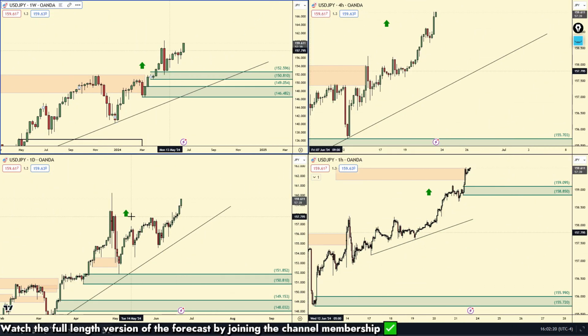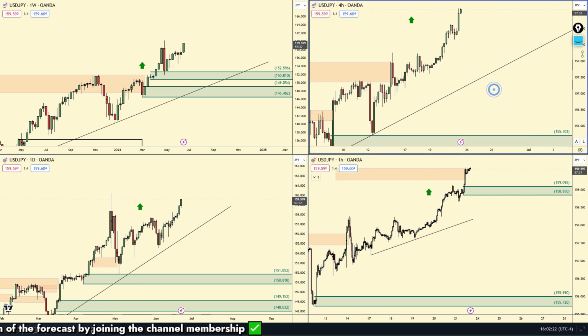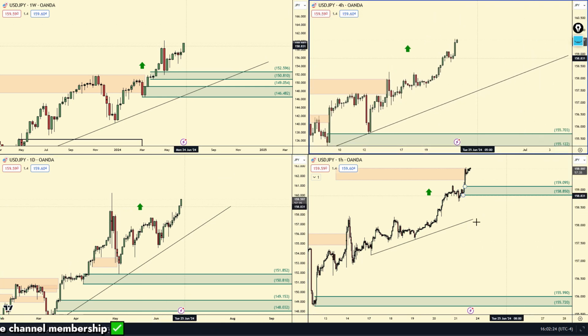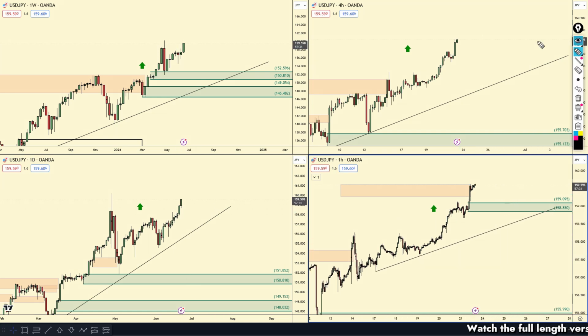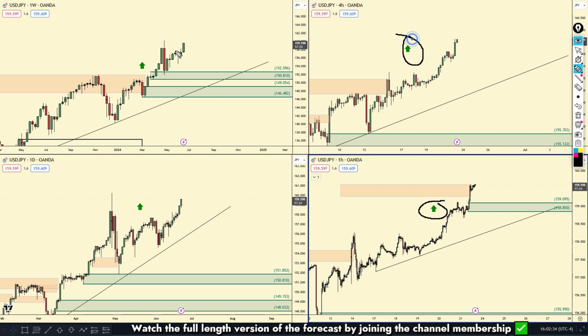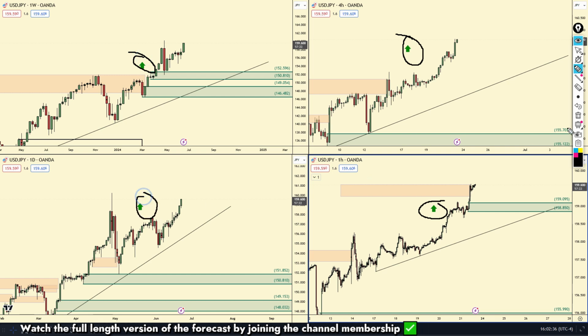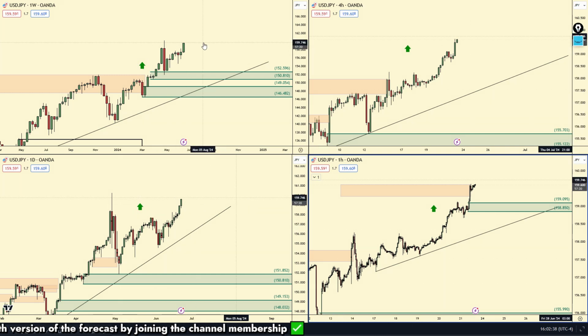Alrighty, on to the USDJPY. Now, I have my 4-chart layout here, which I highly recommend you guys use. You do have to pay for it, but honestly, I think it is very, very worth it, in my opinion. Now, the reason I have the 4-chart layout visible is because I want to show you guys the upward green arrow on all 4 time frames. This thing is looking really, really strong.